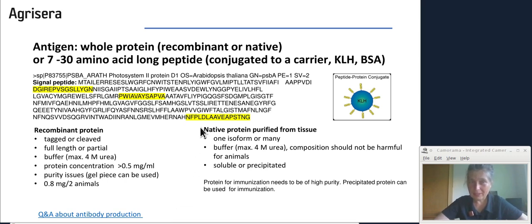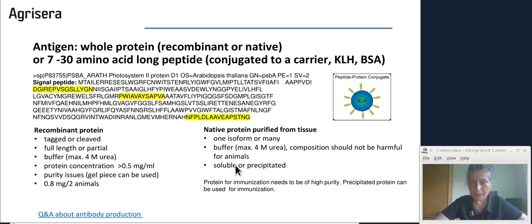Back to antigens, it can also be native protein purified from tissue. However, this format is not so commonly applied, as purifications of native proteins are quite laborious and time-consuming, and we need to be really sure that the preparation which is sent for antibody production contains only the protein which we would like to detect in the Western blot later.